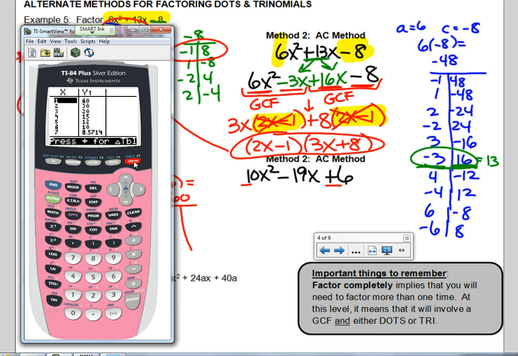So all I have to do now is scroll my table and see which pair, 1 and 60, 2 and 30, 3 and 20, add up to negative 19. Well, these are both positive, so both of these pairs are going to add up to a positive 19. So I need to go back.